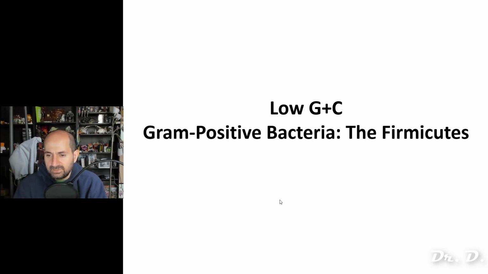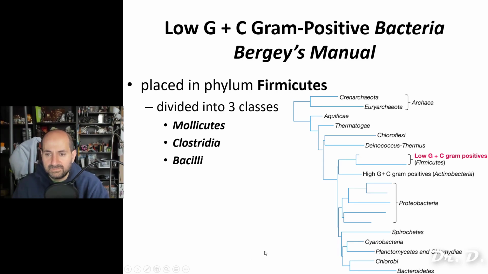Let's start with the low GC gram-positives, known as the gram-positive bacteria of the Firmicutes type, right? Firmicutes. Now we're talking about the low GC gram-positives. What's another name for them? The Firmicutes. After we finish this, we'll talk about the high GC gram-positives, also known as the actinobacteria, okay? So let's start with the Firmicutes, the low GCs. These include 3 classes: the Molecutes, Clostridia, and Bacilli.